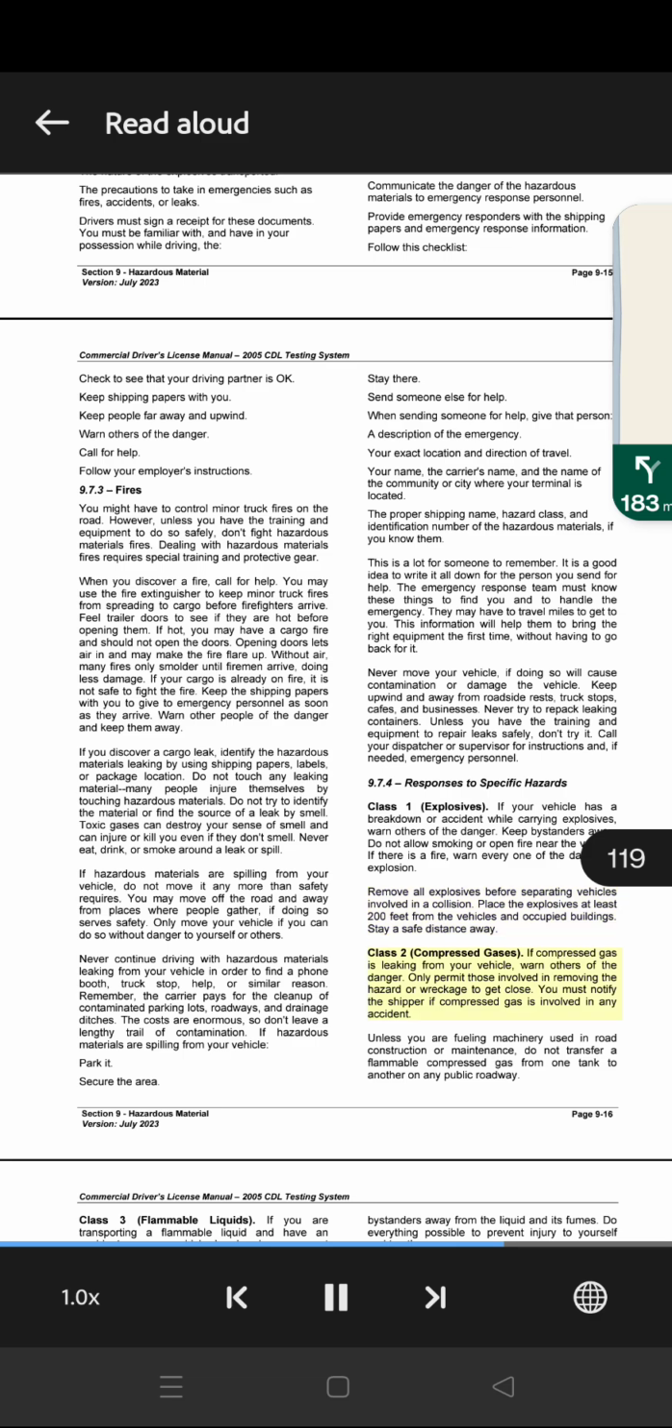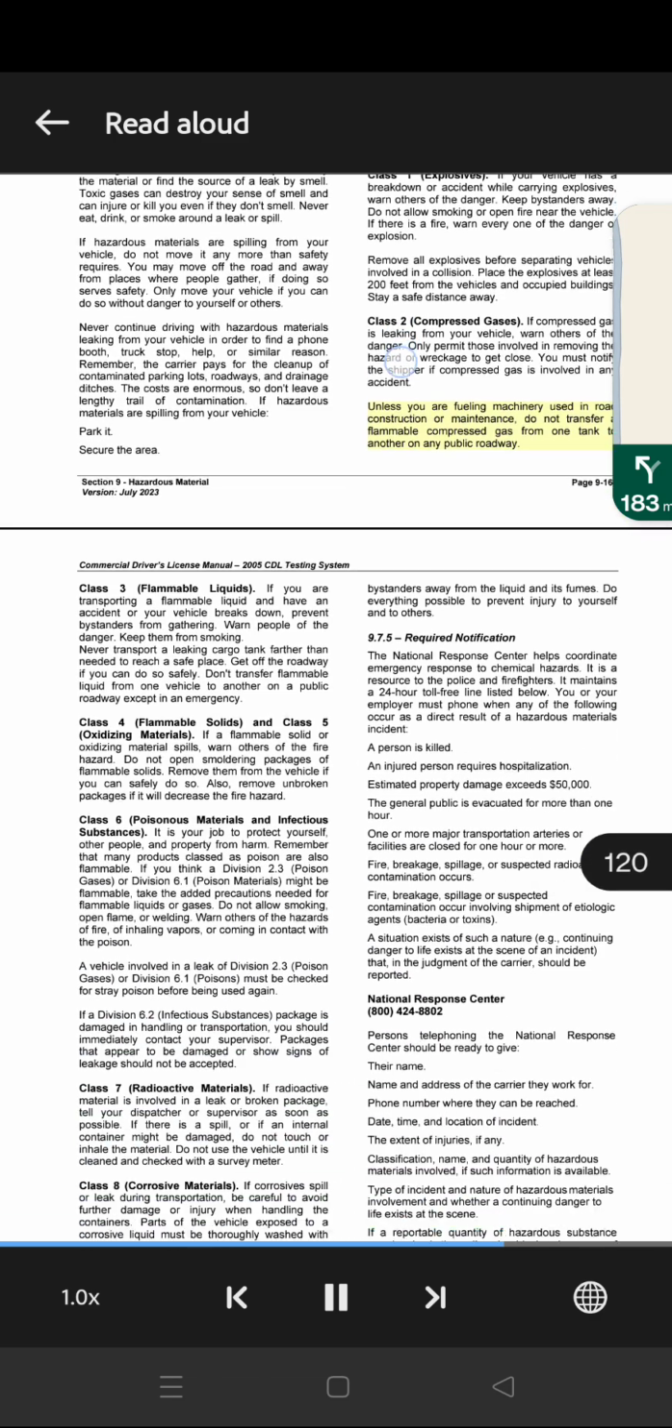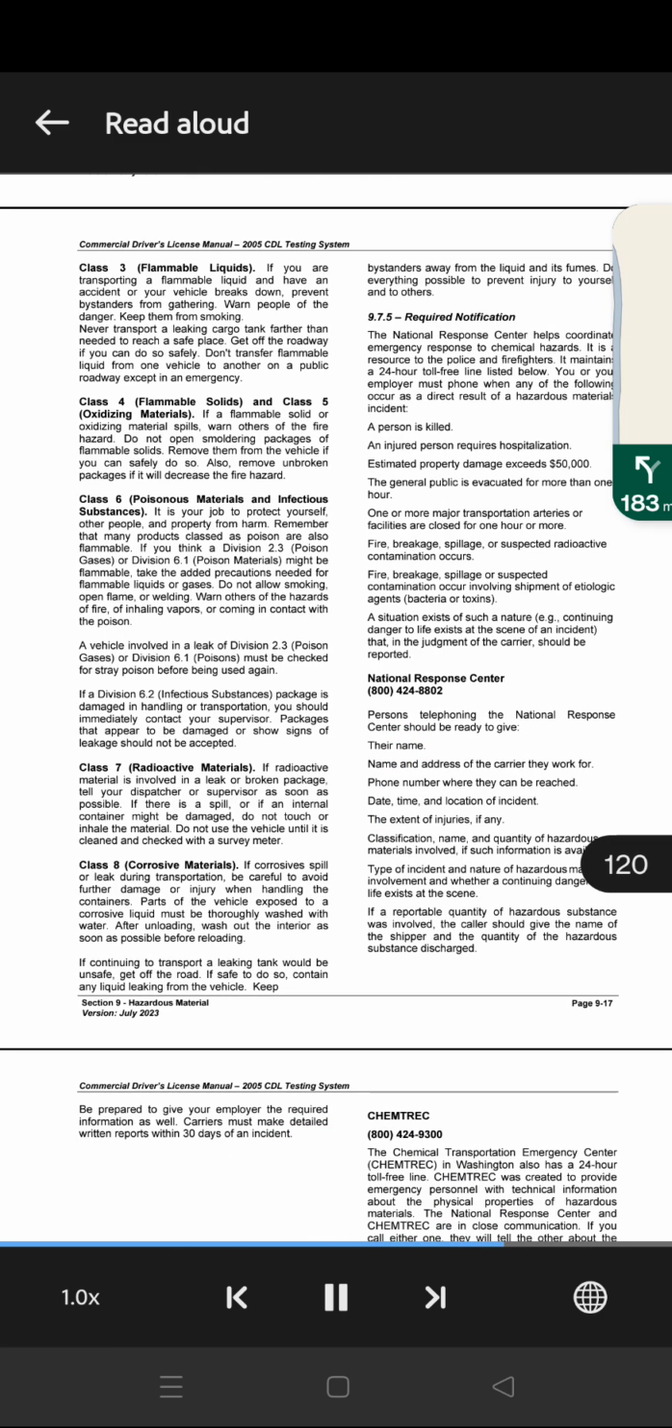Class 2 Compressed gases. If compressed gas is leaking from your vehicle, warn others of the danger. Only permit those involved in removing the hazard or wreckage to get close. You must notify the shipper if compressed gas is involved in any accident. Unless you are fueling machinery used in road construction or maintenance, do not transfer a flammable compressed gas from one tank to another on any public roadway.